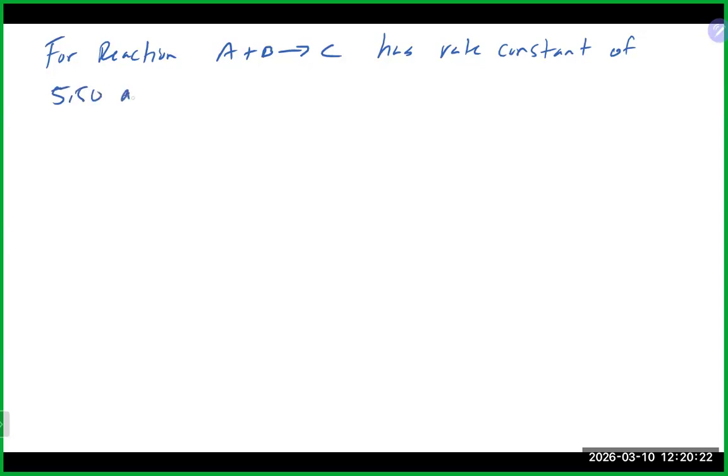I have some numbers, I think. So let's see. For the following reaction, we'll just do A plus B goes to C. Very creative. It has a rate constant of, we'll go with 5.5 at 35 degrees Celsius and an activation energy of 45 kilojoules.